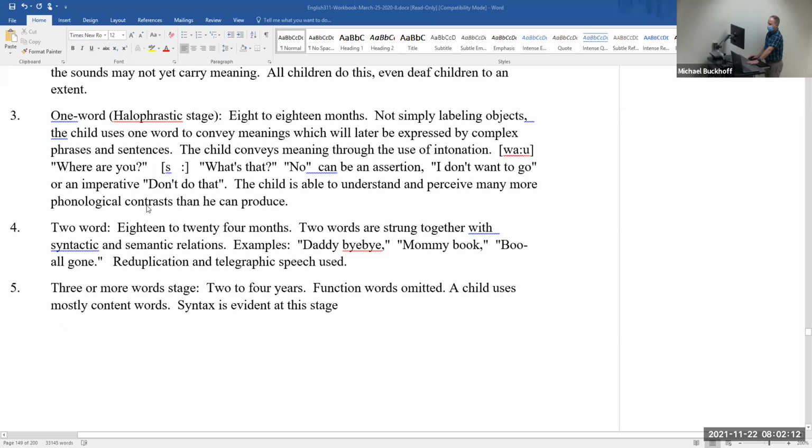You look at the characteristics here: function words omitted, things like determiners, prepositions, and auxiliary verbs. A child uses mostly content words, which means nouns, adjectives, adverbs, and verbs. Syntax is evident at this stage. So they're putting together three or more words. They actually have good sentences: subject, verbs, objects, all that kind of stuff. So that would be the three or more word stage.